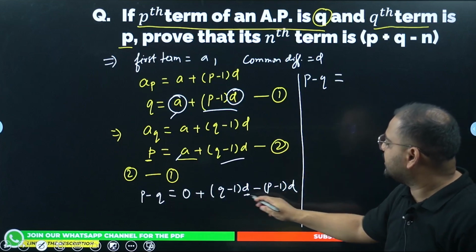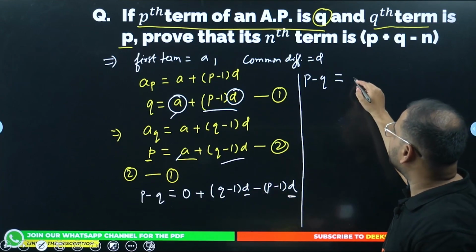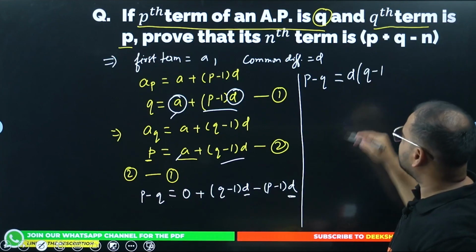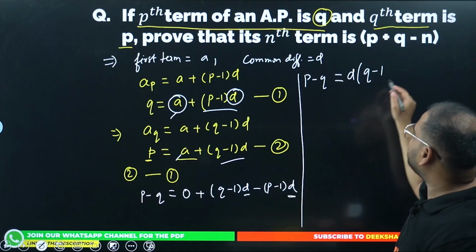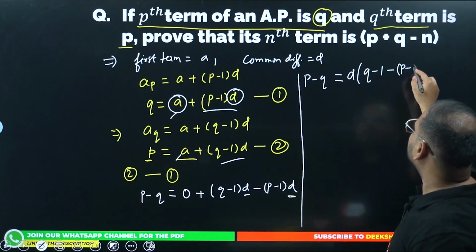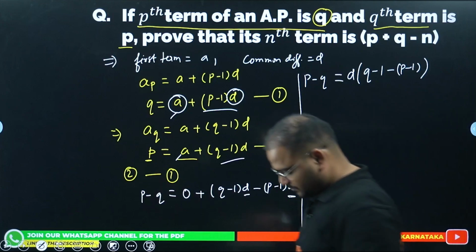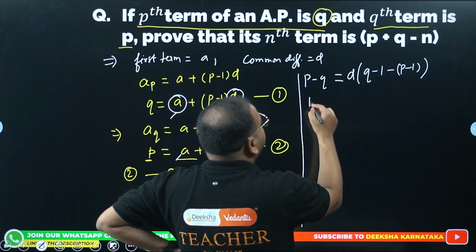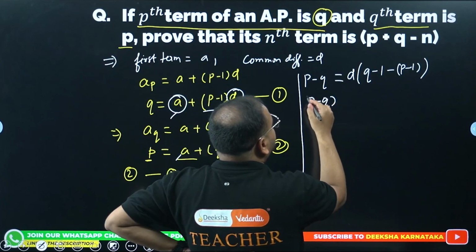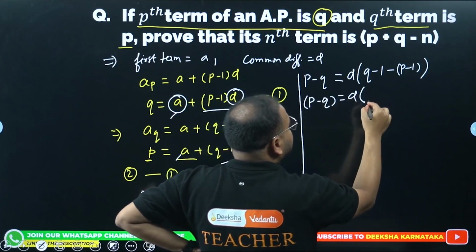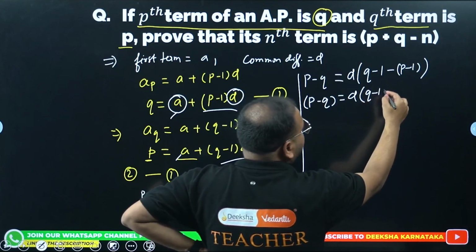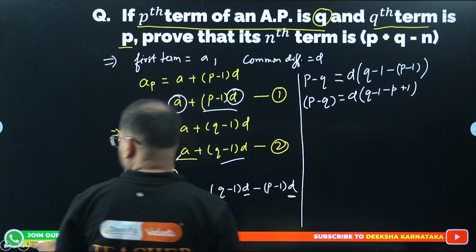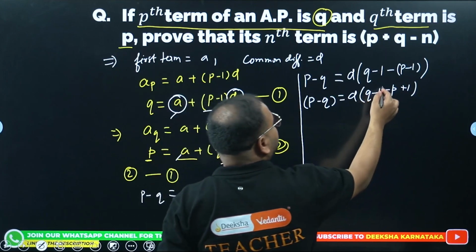Now over here I have two D's. I can take D common. What is left in the first term? Q minus 1. Second term, what is left? Minus sign, P minus 1. Close the bracket. Check it out. Simplify it furthermore. D times Q minus 1, open the bracket, so minus P and plus 1. Something getting cancelled? Minus 1 and plus 1.